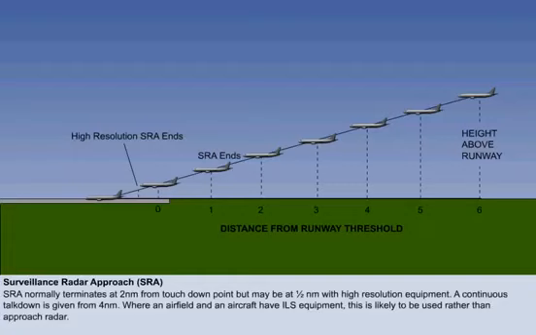However, when high-resolution surveillance radar equipment is available, this distance reduces to half a nautical mile, and the approach controller will provide a continuous, full-time talk down from 4 nautical miles, with ranges and advisory heights being given every half nautical mile. Where an airfield and an aircraft have ILS equipment, this is likely to be used rather than approach radar.